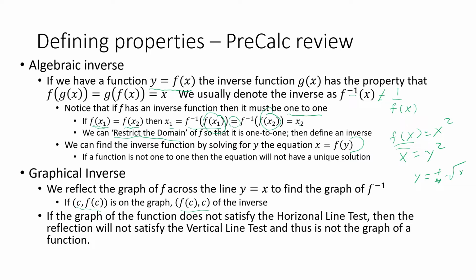And you all remember the vertical line test. If you have a graph, it is the graph of a function as long as no vertical line intersects the graph more than once. And the reflection of a vertical line is a horizontal line. So if the graph of the function intersects any horizontal line more than once, then when you reflect it, it won't be the graph of a function. So we can call that the horizontal line test to see if a function is 1-to-1.